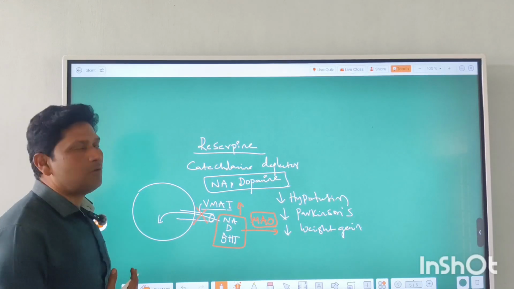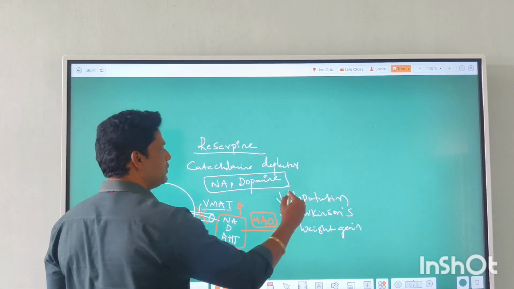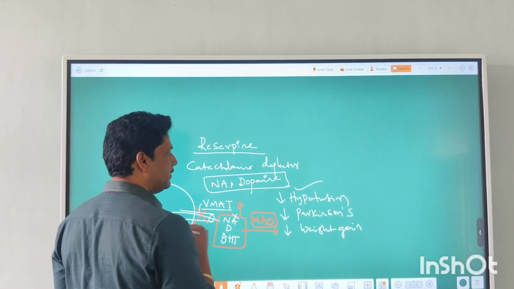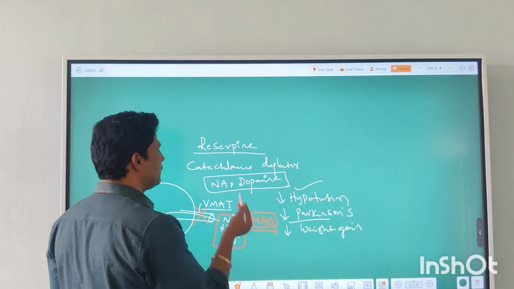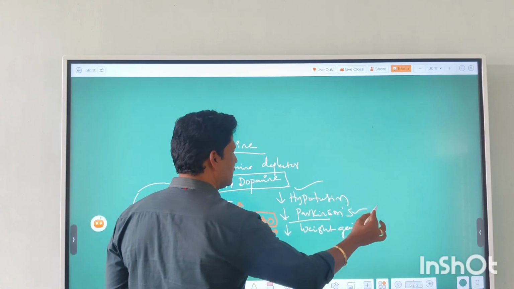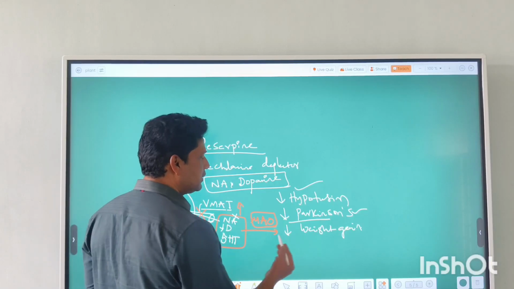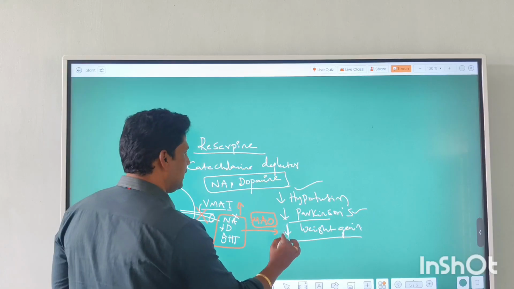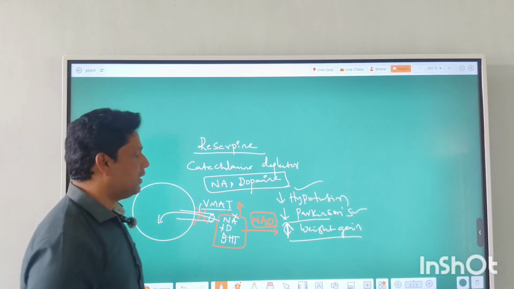So this is about reserpine. Reserpine was withdrawn from the market because it produces hypotension, as it is involved in the degradation of noradrenaline. Dopamine also gets decreased because of reserpine, which produces Parkinson disease. 5-HT activity also decreases, and this leads to weight gain. So this is about reserpine.